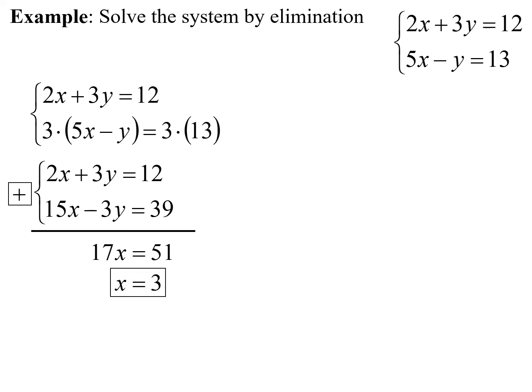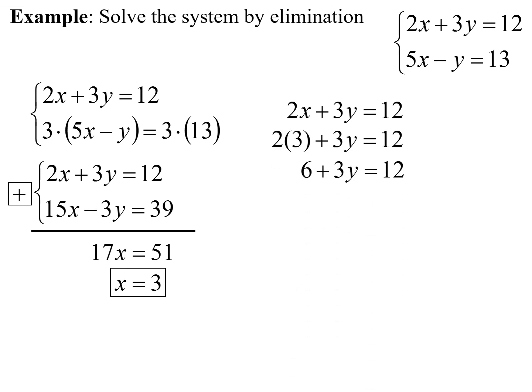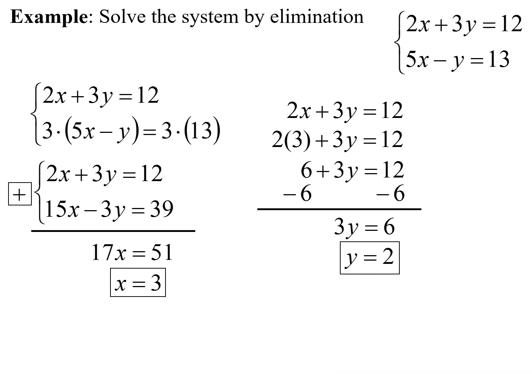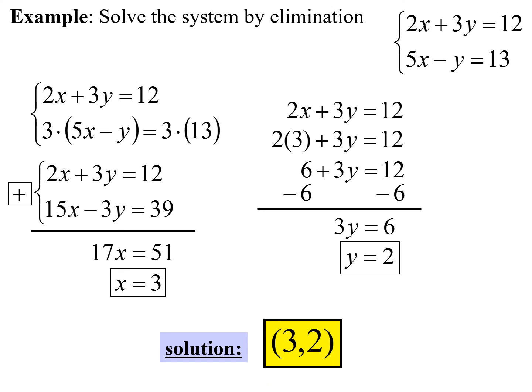I'm going to choose one of my equations, so I'm going to choose 2x plus 3y equals 12, and I'm going to plug in 3 for x so that I can solve for y. 2 times 3 plus 3y equals 12. 2 times 3 is 6, plus 3y equals 12. Let's subtract 6 from both sides, so we get 3y equals 6, divide both sides by 3, and I get y is equal to 2. So the solution to my system is the x value 3, y value 2. So this is the point where the two lines intersect.